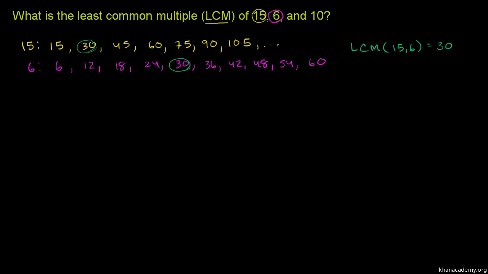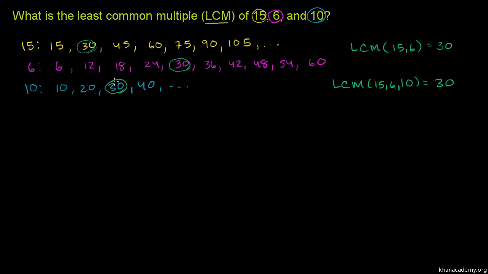So let's bring the 10 in there, and I think you already see where this is going. Let's do the multiples of 10. They're 10, 20, 30, 40. Well, we already went far enough because we already got to 30. And 30 is a common multiple of 15 and 6, and it's the smallest common multiple of all of them. So the LCM of 15, 6, and 10 is equal to 30.